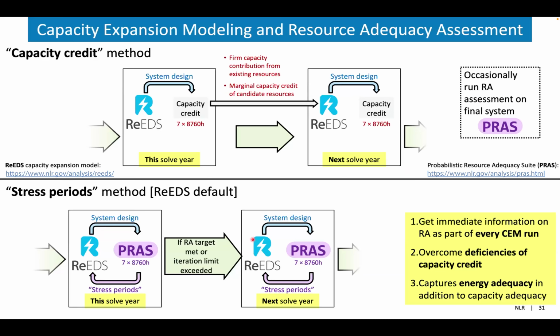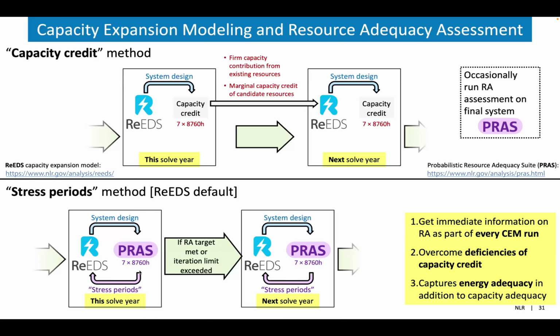Moving down to the bottom, the stress period method below is the resource adequacy assessment method that ReEDS uses by default, though. In this method, the PRAS model is actually brought into the optimization of each ReEDS solve year, and then it iterates with the system design optimization of ReEDS until ReEDS is able to build a system that meets the resource adequacy targets specified by the user.